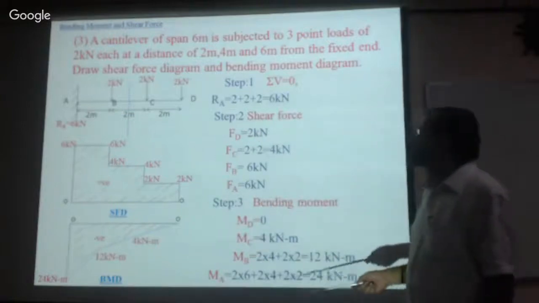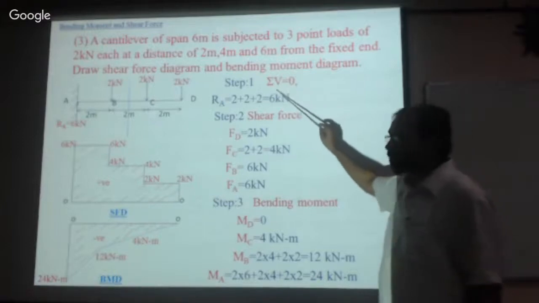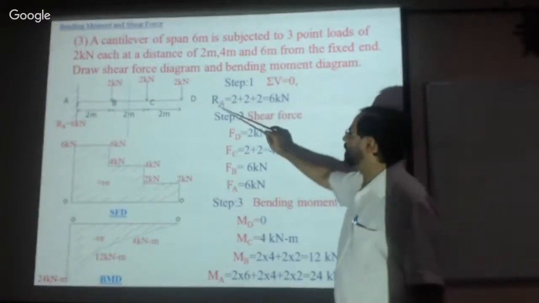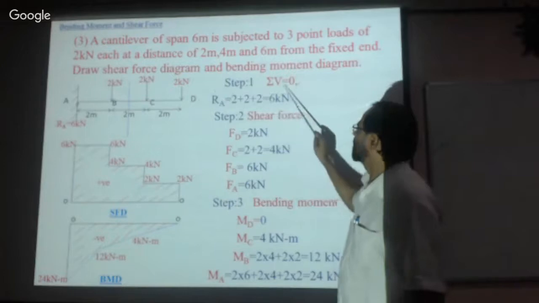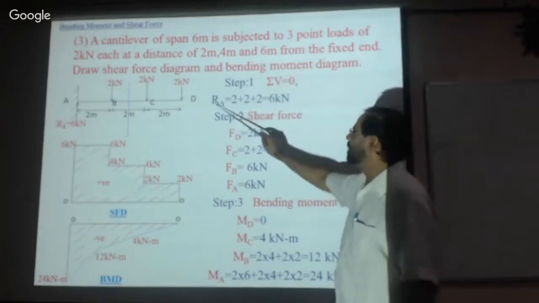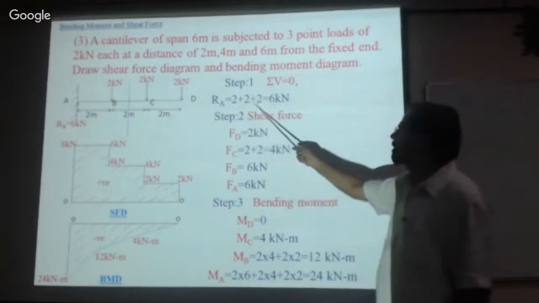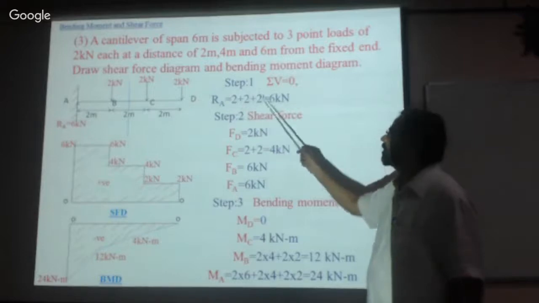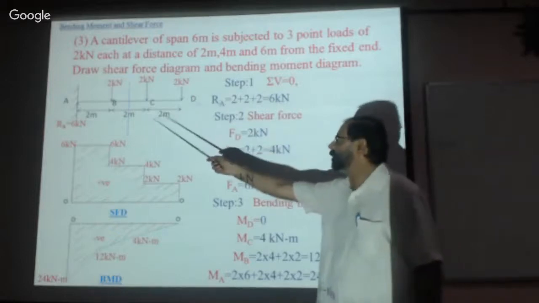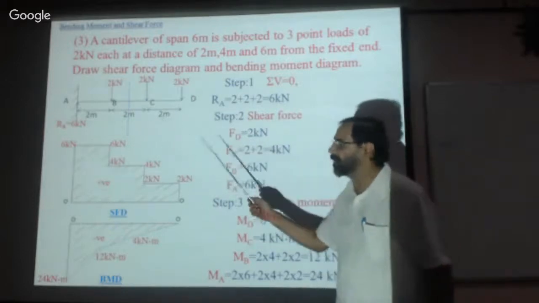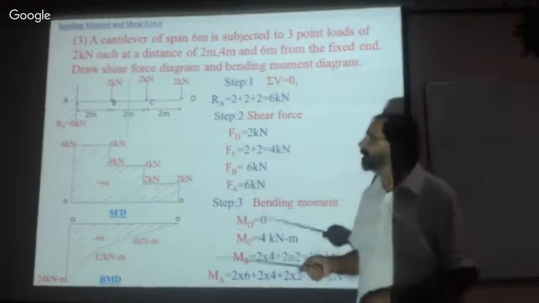To calculate the reaction, we know that sigma V is equal to 0. When sigma V is equal to 0, the sum of the upward forces must be equal to the sum of the downward forces. This condition must be satisfied. Therefore, the upward force is Ra, and 3 downward forces are acting. The sum of the downward forces is equal to 6 kN, which is equal to reaction Ra. Because we have only one support here, all the forces must be resisted by this one support. Therefore, it is done.